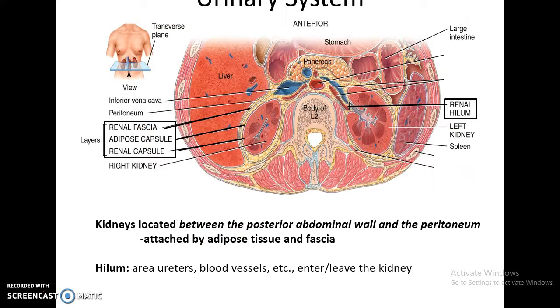All right, here is a transverse section of the abdomen, and you can see here a cross-section of the kidneys. You can see the kidneys have a space where blood vessels and other structures go in and out of the kidney. This is the renal hilum. The kidneys are attached to the posterior wall by the adipose capsule, surrounded by adipose tissue or fatty tissue, as well as connective tissue, the renal fascia. The kidneys are not wrapped around by the peritoneum. They are retroperitoneal.